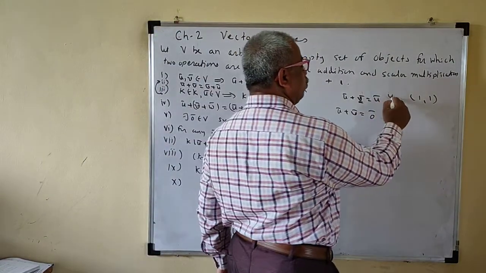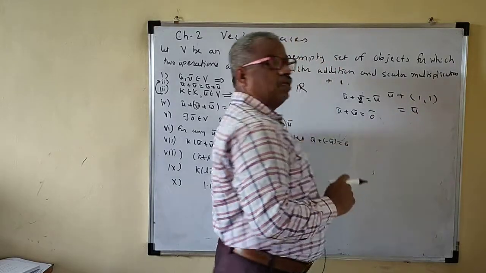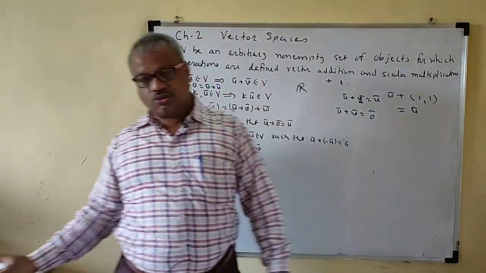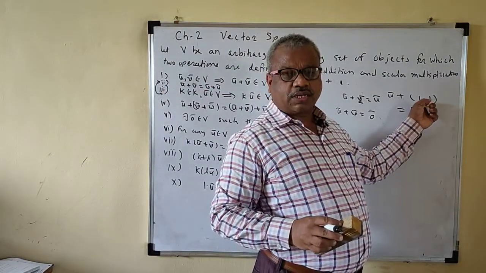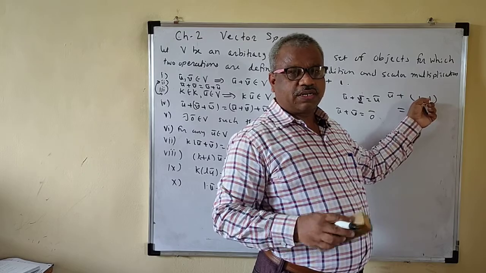So what does a zero vector mean? u bar plus 1 is equal to u bar, so then 1 is called a zero vector. So the zero vector does not necessarily mean zero. This will play the role of the zero vector also; 1 also plays the role of the zero vector in some cases.